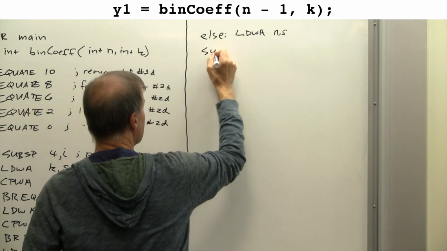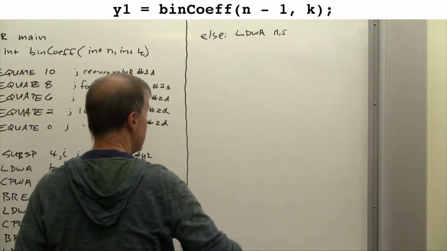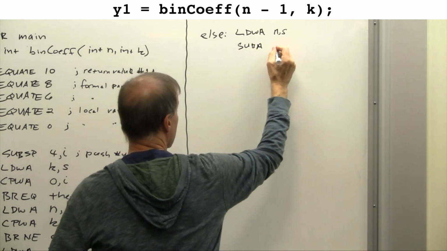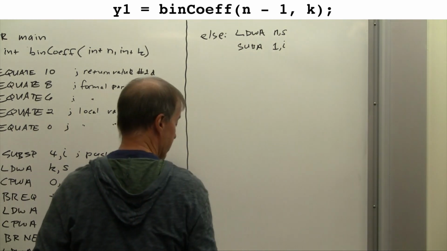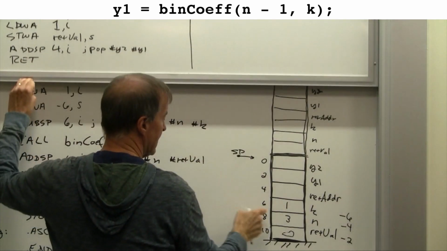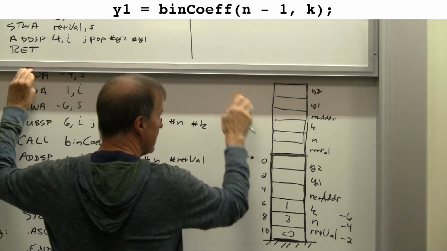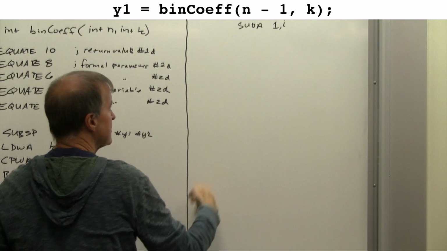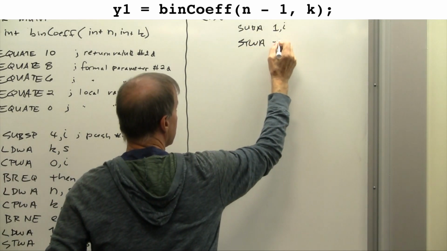Okay, so SUBA, what? 1, addressing mode? Immediate. Now we took this, we subtracted 1, and our stack pointer is here, so how do we put it here? So next, store word accumulator, negative what?